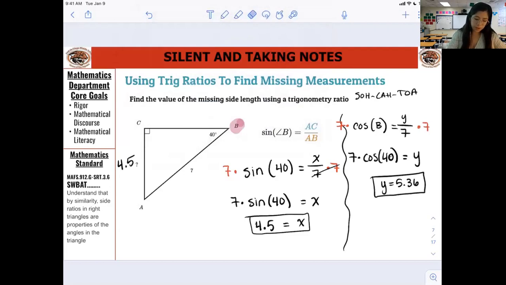5.36. So questions, how do we feel about this? Questions on how I got those answers, how I got those numbers. And Jalen used the Pythagorean theorem and got the same thing. Nice job, see? So now we're learning different strategies to figure out the same exact thing. That's good. Any questions?